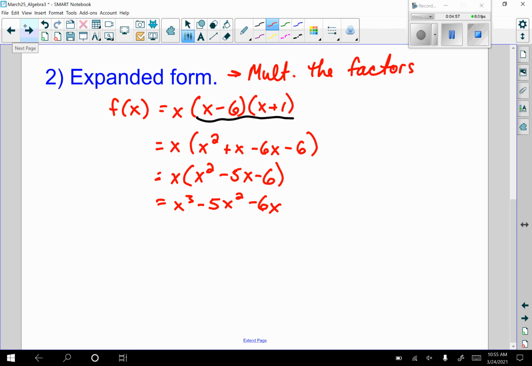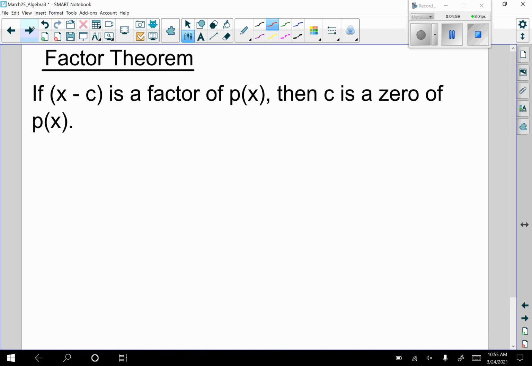So what's going to help us to write these polynomial functions is understanding this important theorem. It's called the factor theorem. If this quantity x minus c is a factor of a polynomial we'll call p of x, then c is a 0 of p of x, because we would just take x minus c, set it equal to 0, and solve. So x equals c is a 0 of p of x.